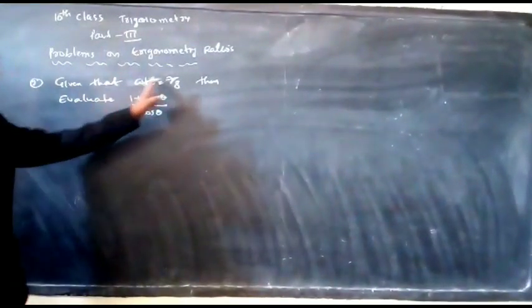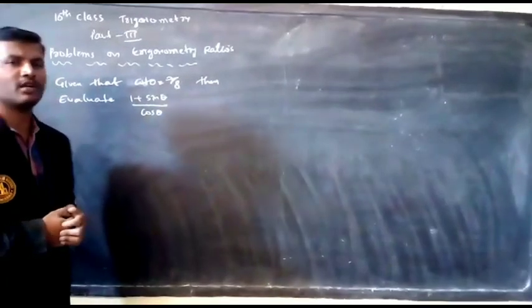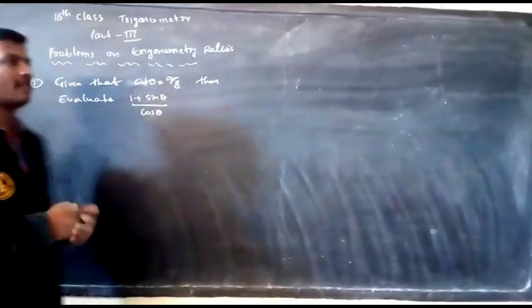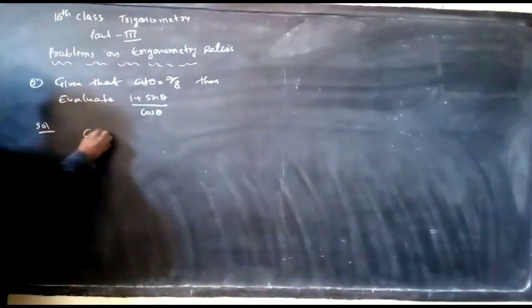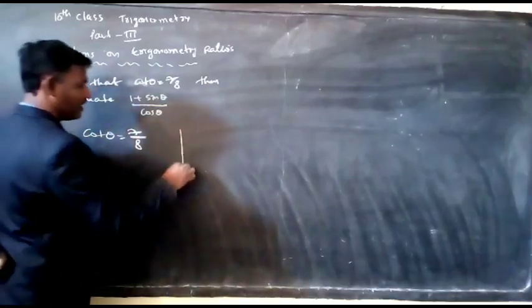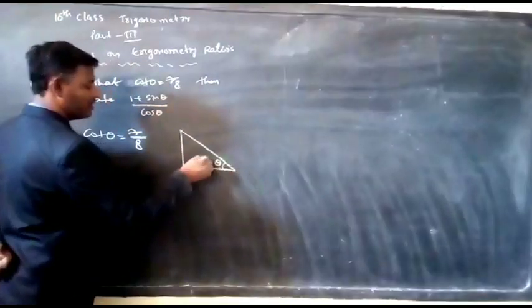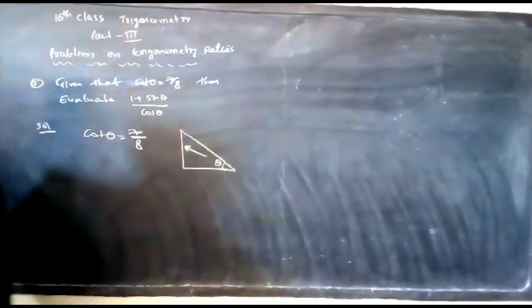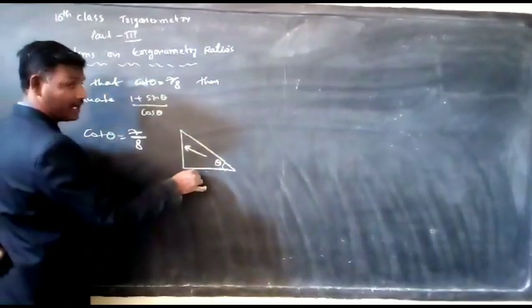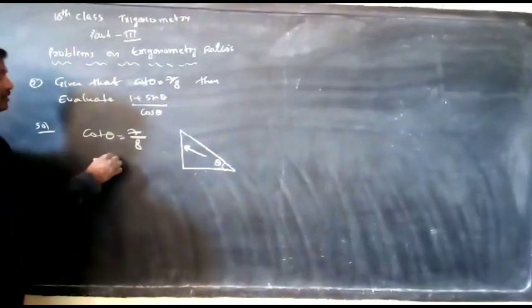So here is another question on trigonometric ratios. Given that cot theta is equal to 7 by 8, then evaluate 1 plus sin theta by cos theta. You have to find the value of 1 plus sin theta by cos theta. Solution. What is given here? Cot theta is equal to 7 by 8. Take one right angle triangle. If I take angle theta here, this is the opposite side, and this one is the adjacent side. This is the hypotenuse.